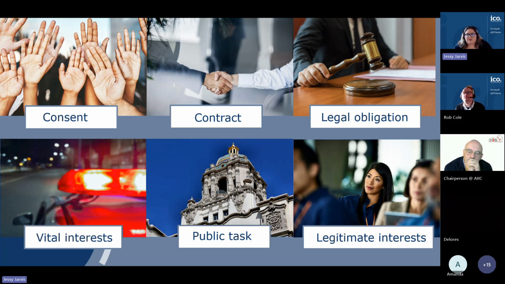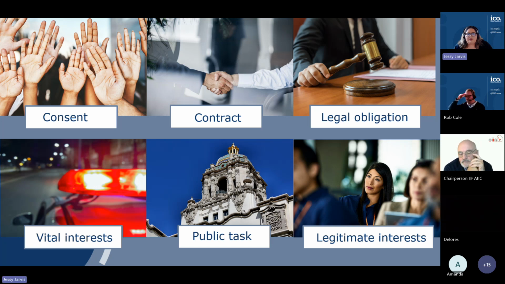Next, we've got vital interest. So this one's only appropriate if you need to share or use someone's personal data in order to save their life. So the most obvious example of this would be giving information to an ambulance crew who's helping someone that's unconscious. You know, if you knew who they were and you could give them that information, then that's when vital interest would be your lawful basis.